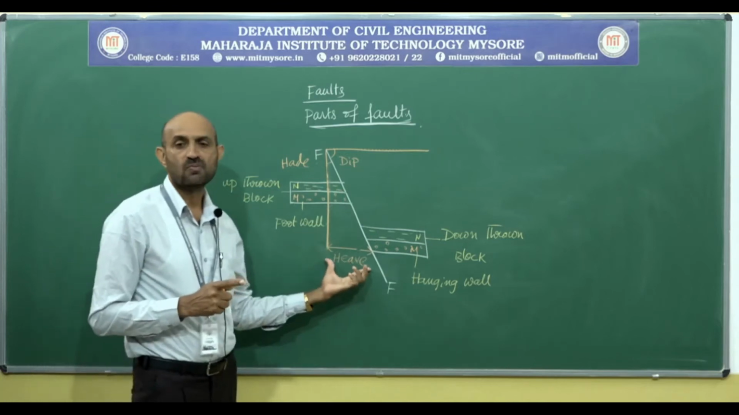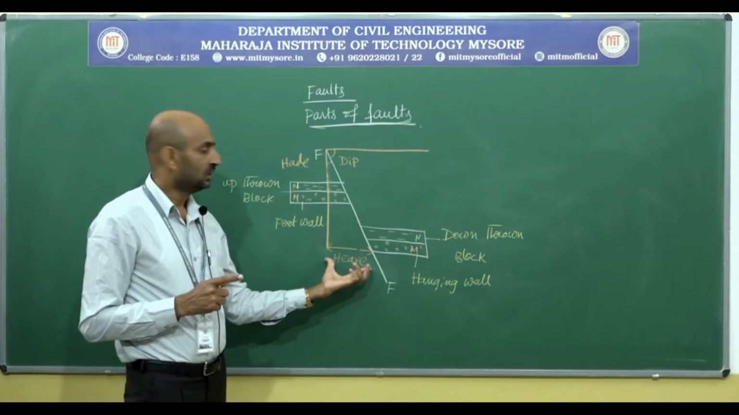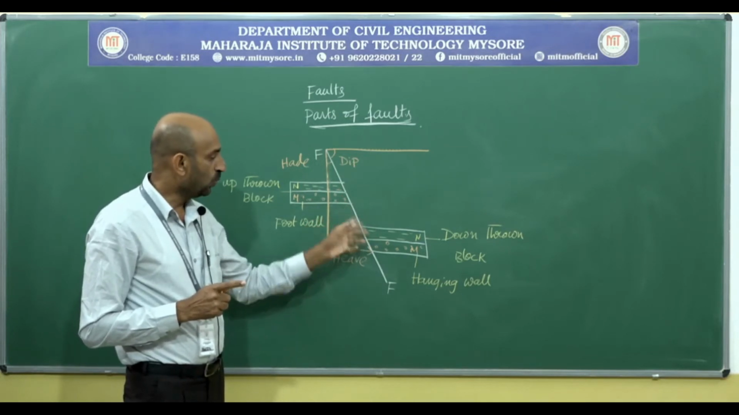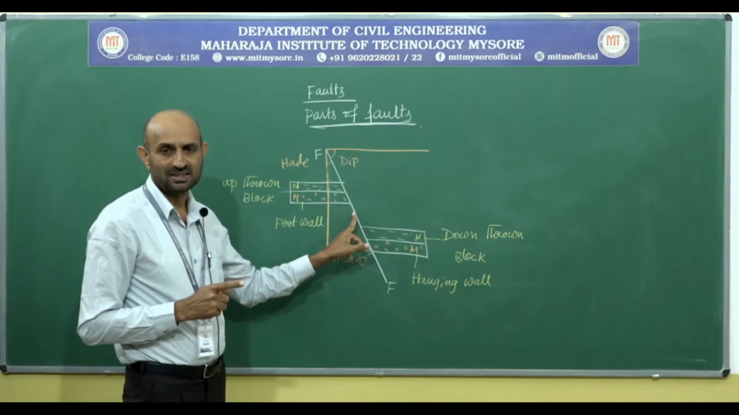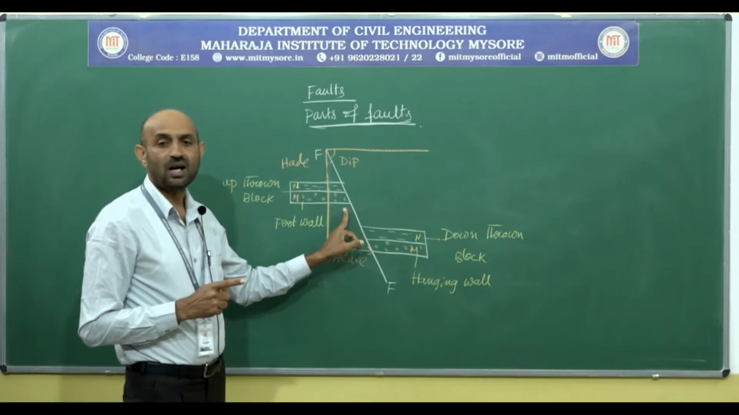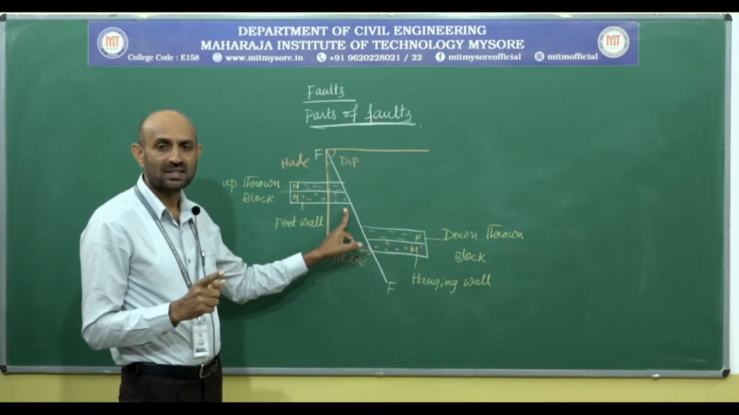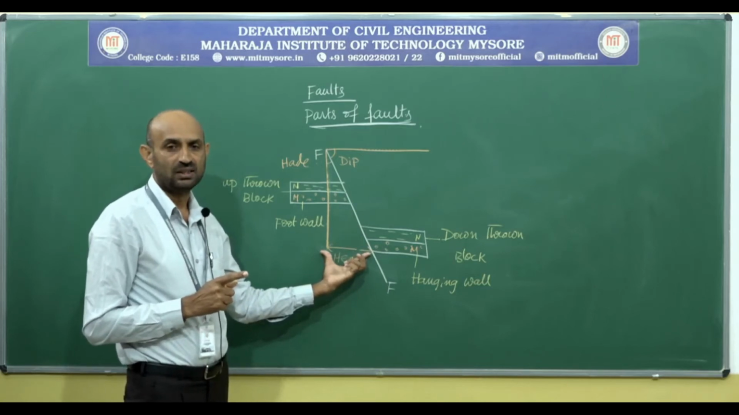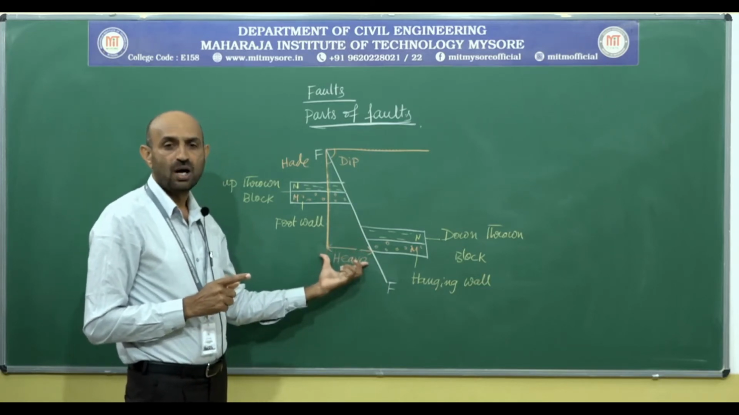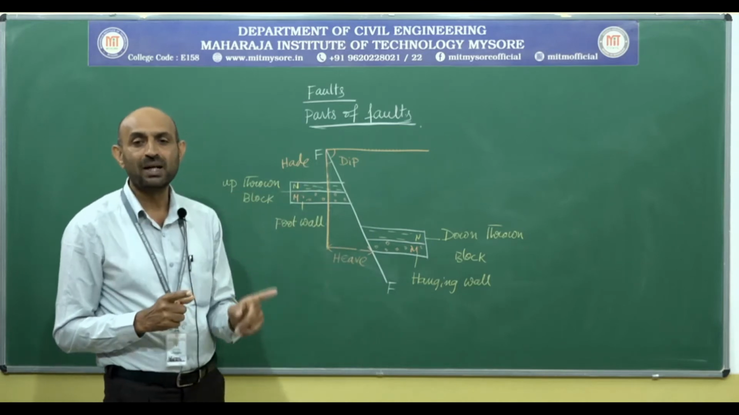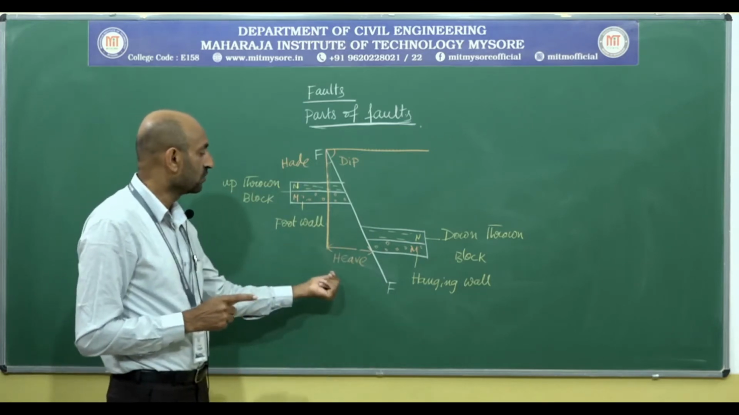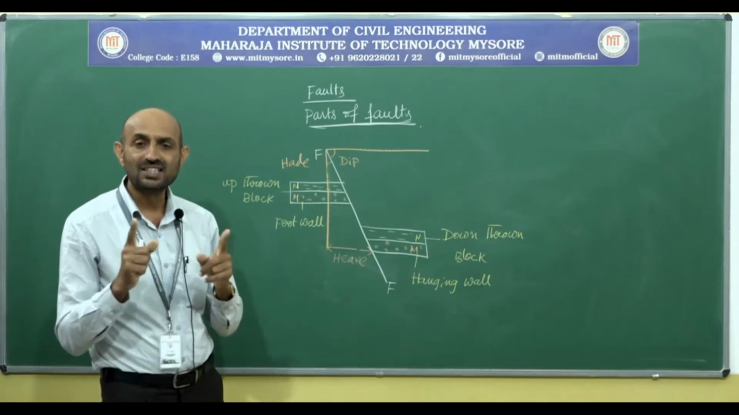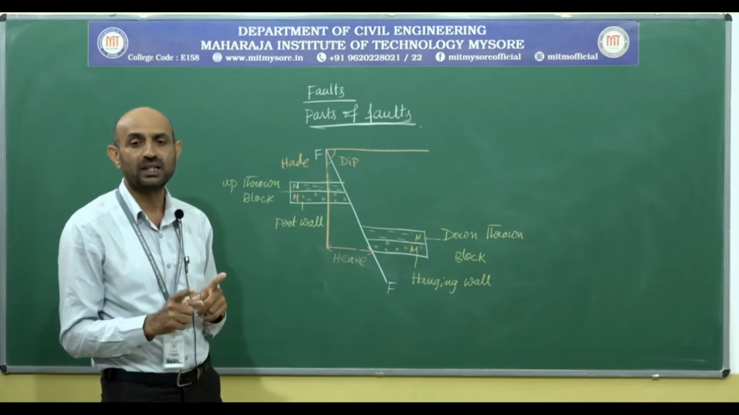Next, heave. What is heave? These two beds are going to show vertical displacement. But here the beds are not only vertically displaced, but also horizontally shifted. The amount of horizontal displacement is called as heave. What is heave? The amount of horizontal displacement of blocks is called by the name heave.